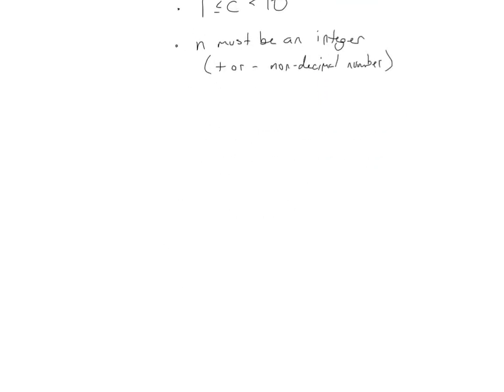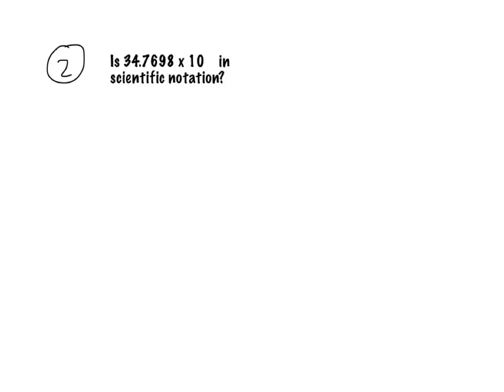Now, down to item number 2. All right, so is 34.7698 times 10 to the negative third in scientific notation? So think about that for a sec. Look at what you just wrote down in your notes about the rules and come up with an answer. Well, I hope you said no.